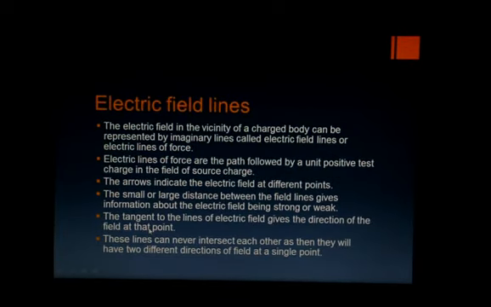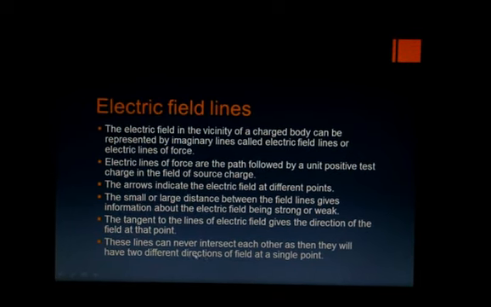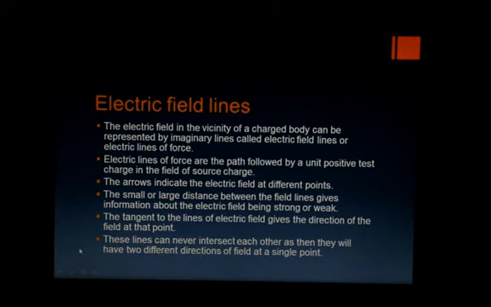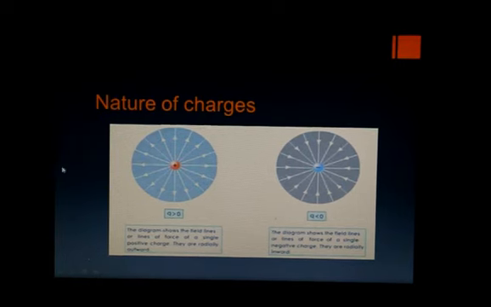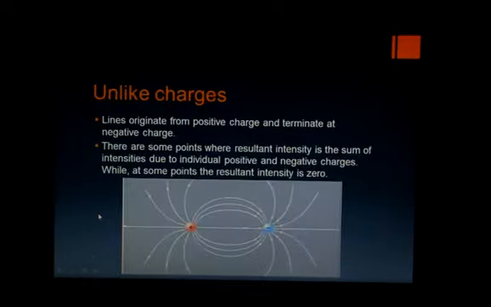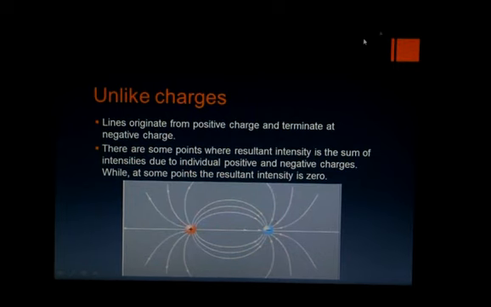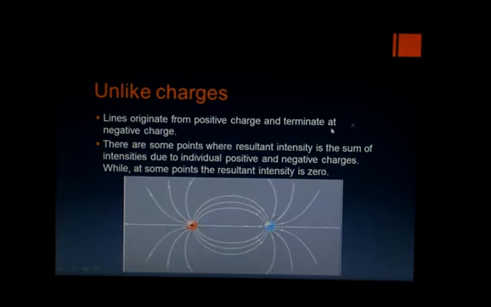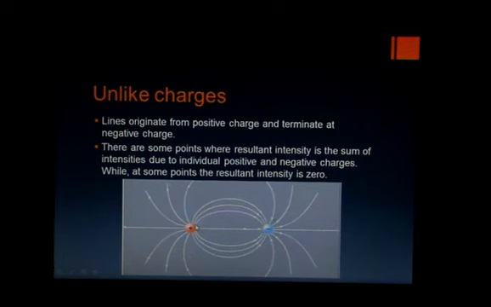Now, these lines can never intersect each other, as they would have two different directions of field at a single point. Always remember, no two lines can intersect. You notice over here that the lines of force originate from one point and tend to move towards another point, and they never cross each other. Always remember this point. Now, the lines originate from positive charge and terminate at negative charge.